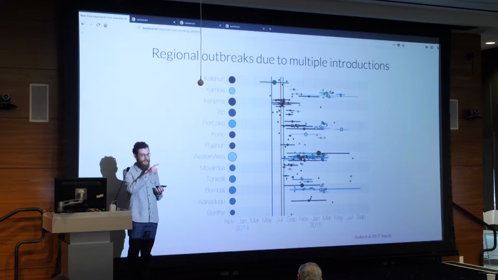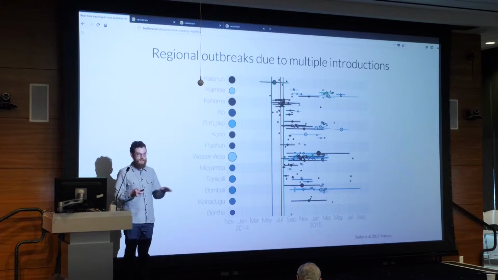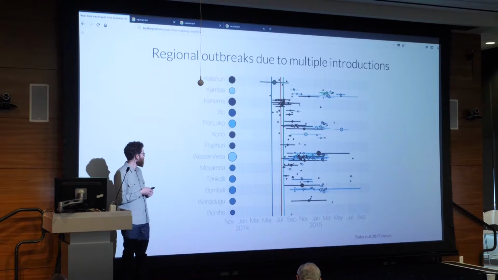So you think of the classic WHO situation reports: there'd be a time series of the epidemic in Port Loko, but rather than that being one transmission chain, it's actually a number of transmission chains stacked up on top of each other that are not related. And dealing with these two situations is epidemiologically different.